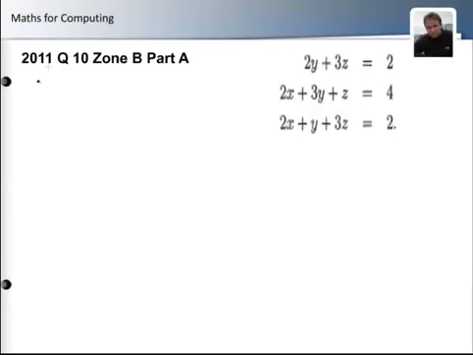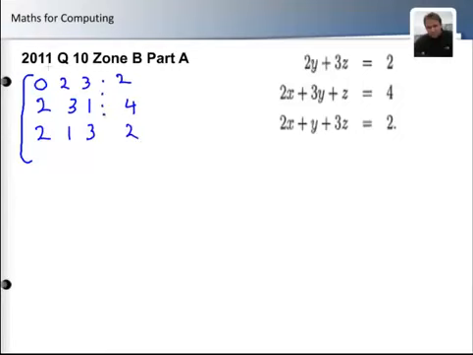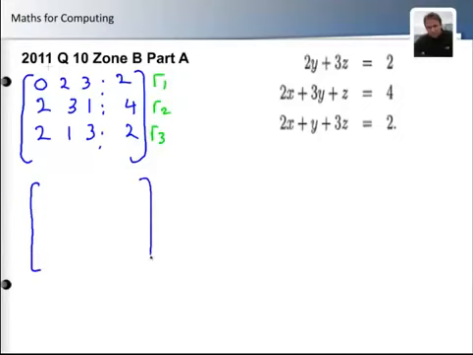So I just wrote it up there in the top corner just to sort of remind myself. So here's the first iteration. 0, 2, 3, 2, 2, 3, 1, 4, and 2, 1, 3, 2. Now I'm going to give these rows names. I'm going to call this row 1, row 2, and row 3. So the next stage, I wanted to perform some elementary row operations to simplify this. What I'm going to do in the first instance is I'm going to put row 1 down at the bottom.